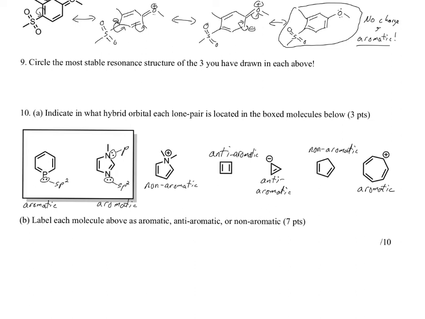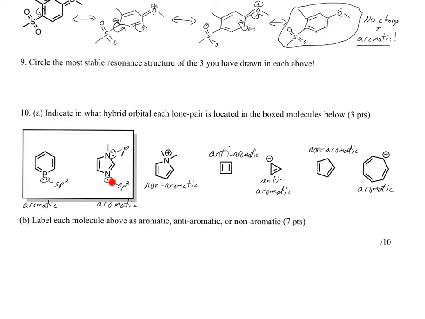Alright, so number 10 here. Indicate what hybrid orbital each lone pair is located in the molecule below. So this lone pair is in an sp2 hybrid orbital. This phosphorus is sp2 hybridized, so it has one p orbital, and that p orbital is being used for this pi bond. So the lone pair has to be in an sp2 hybrid orbital.